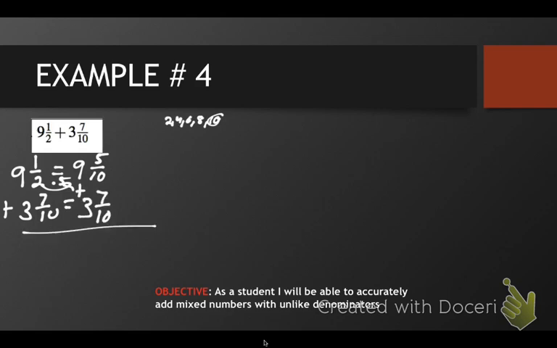All right, let's go ahead. We're going to simply add. 5 plus 7 is 12 over 10. 9 plus 3 is 12. We have 12 and 12/10. Unfortunately, there is still a lot of work left to do in this one.